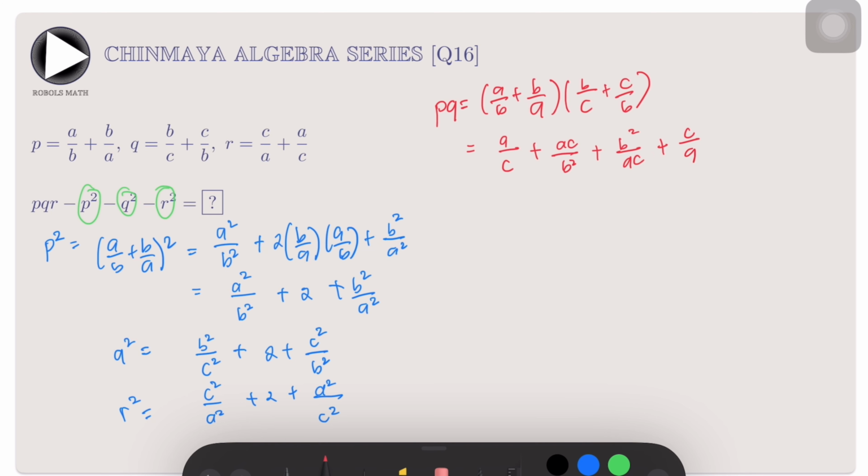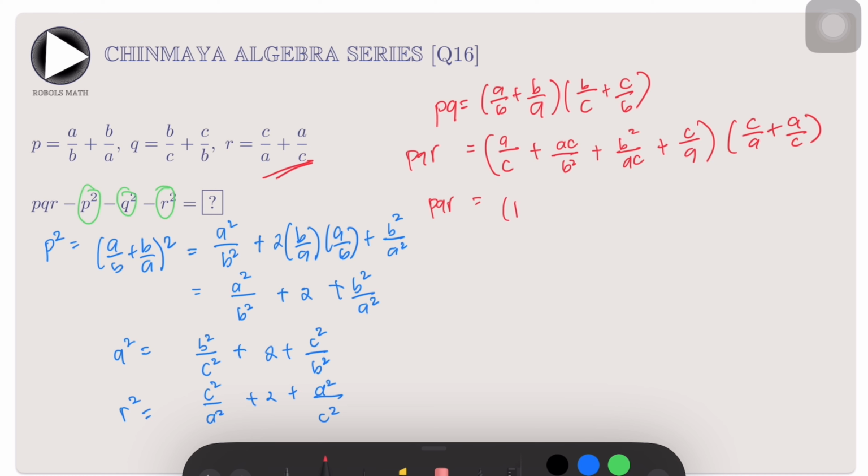So that's PQ. To get PQR, we just multiply that by the value of R. So that's PQR equals this times C over A plus A over C. Expanding that is quite taxing because these are rational expressions with 4 terms for the first one and 2 terms in the second factor. So it will be quite an expansion, but we'll have to force our way through it to get the answer.